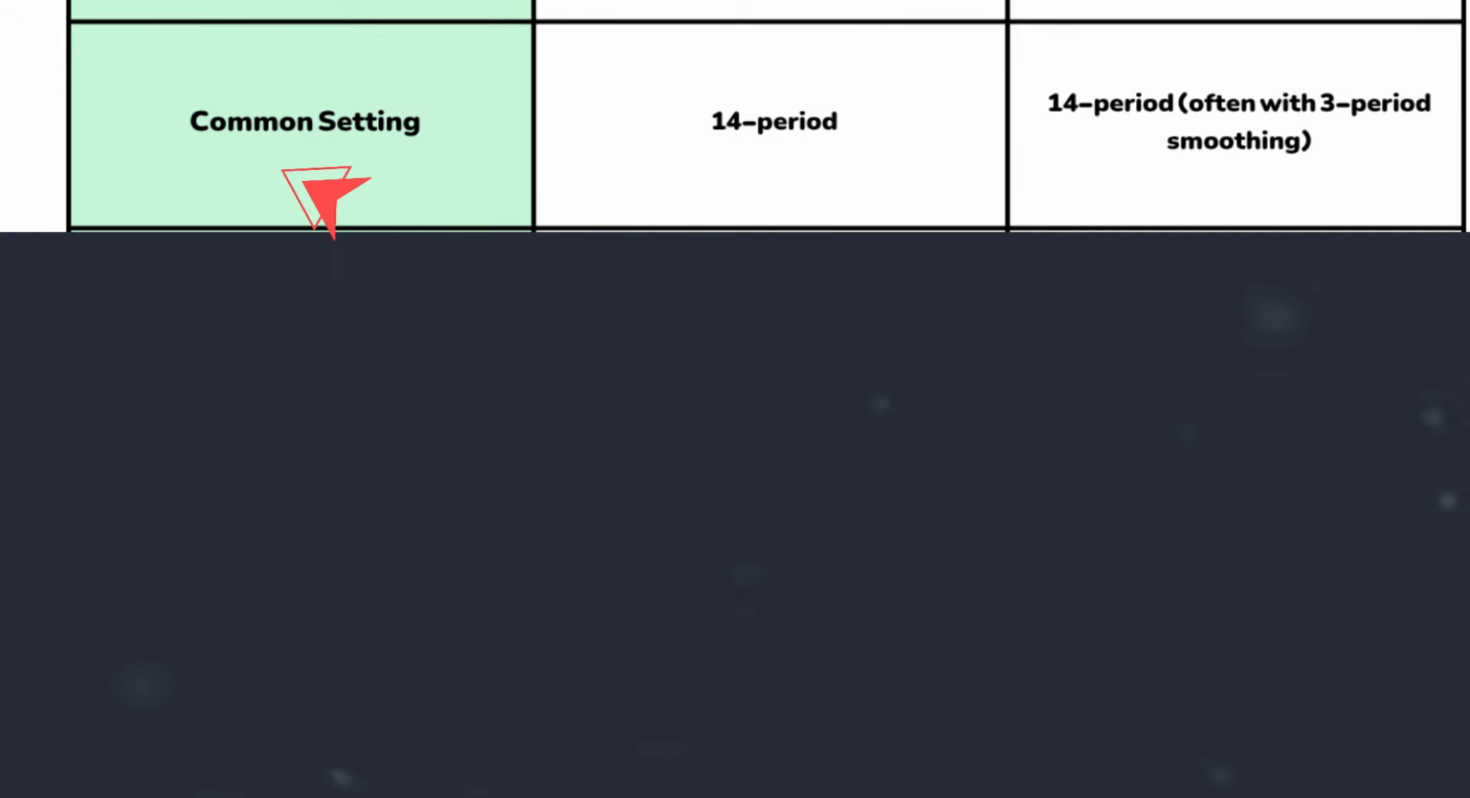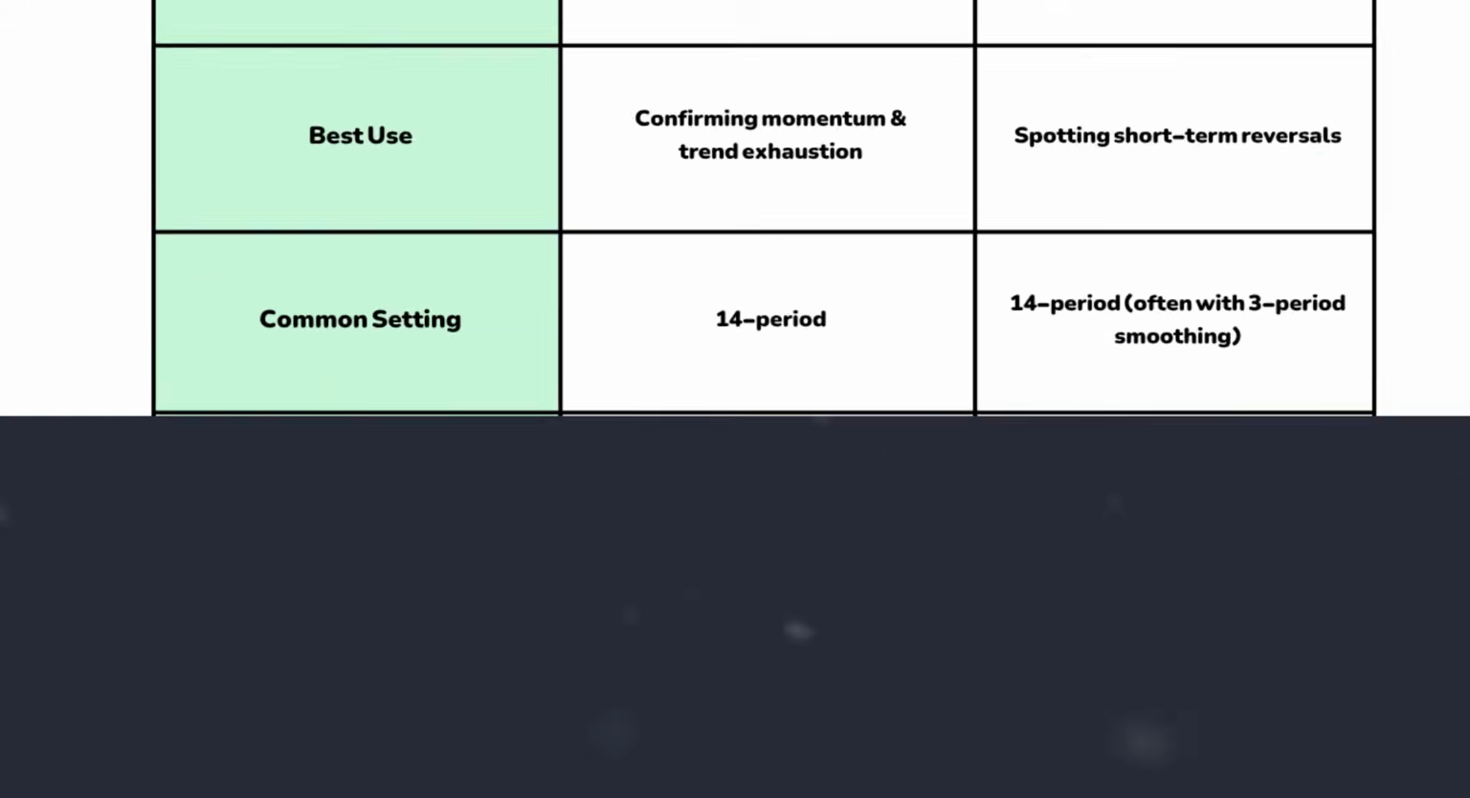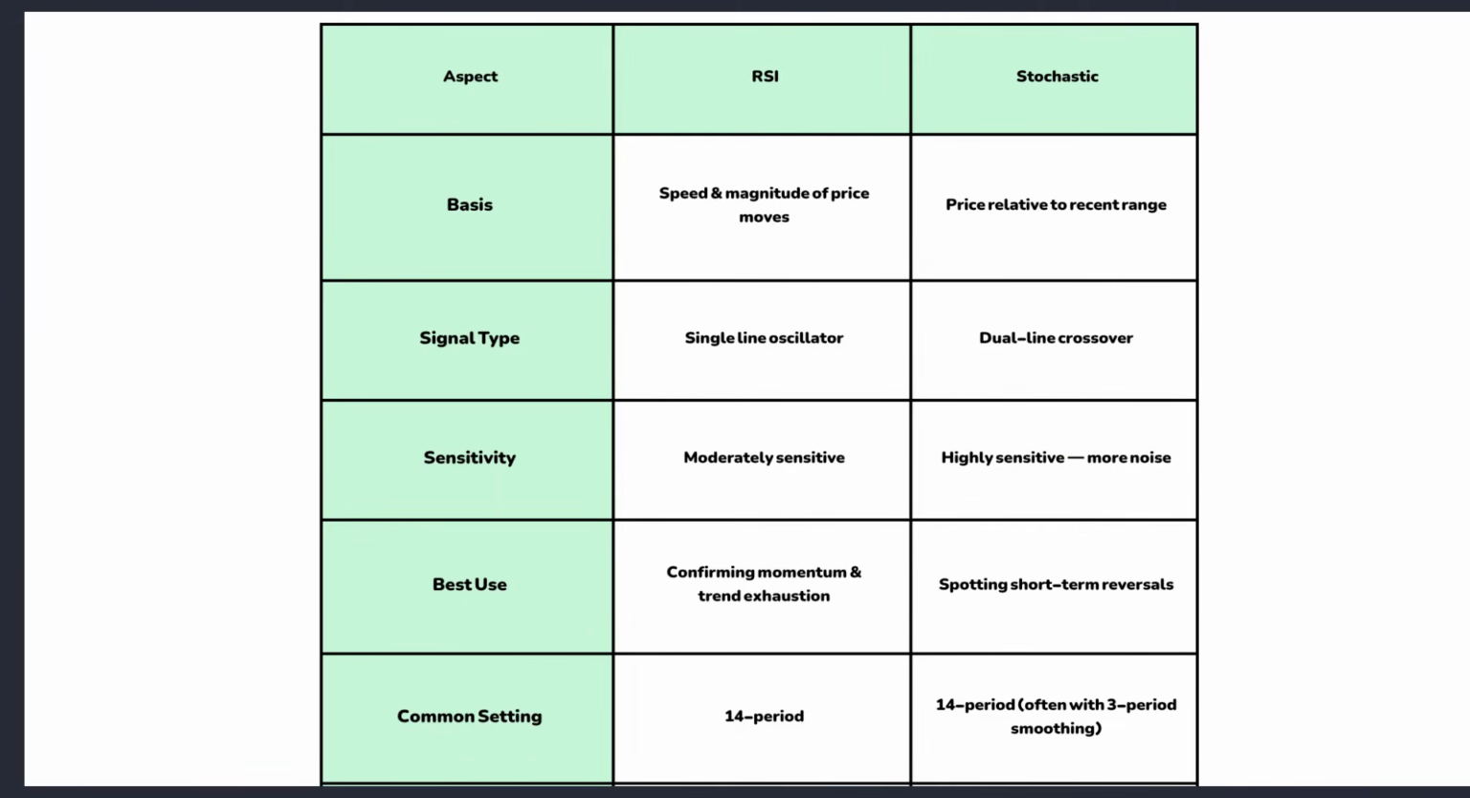Common setting. Both indicators commonly use a 14-period setting. Stochastic often adds a 3-period smoothing to reduce noise on the %D line. So, just like with MACD, it's not always about choosing one over the other. The key is understanding what each one tells you, and how to use them based on your trading style.